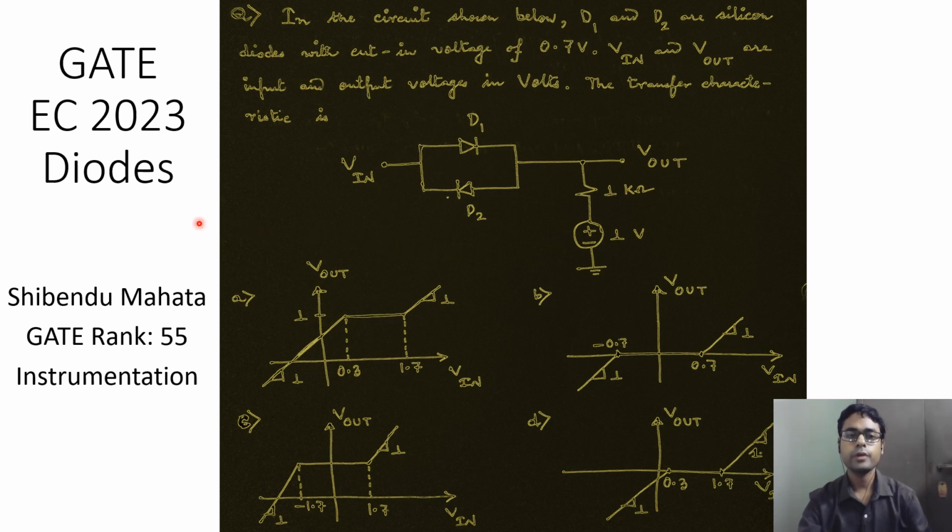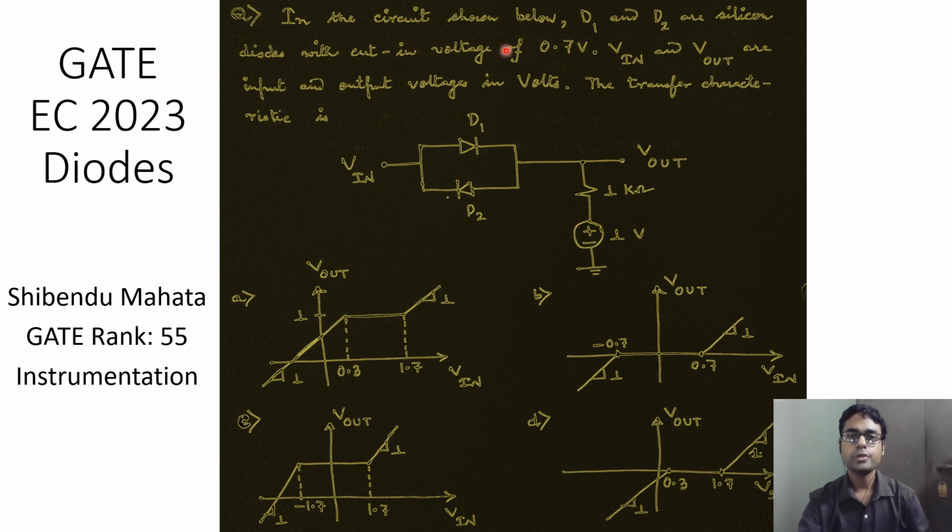This is a GATE problem that came in the EC paper for 2023 and it is on diodes. But these sort of questions can also appear in the instrumentation engineering paper as also in the electrical engineering paper. So the question is stated as follows.